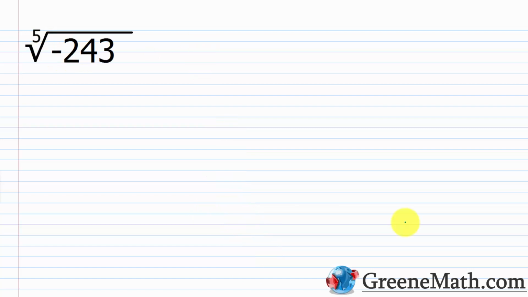What about something like the fifth root of negative 243? Well, for this guy, again, I'm looking for what number raised to the fifth power is going to give me negative 243.